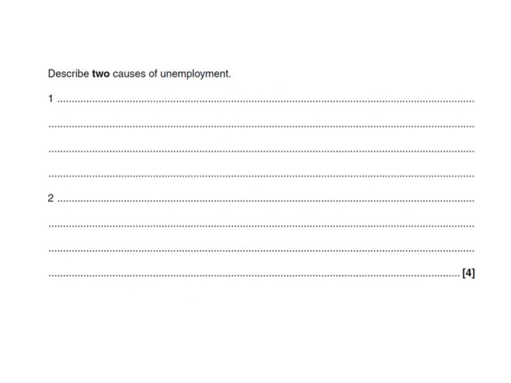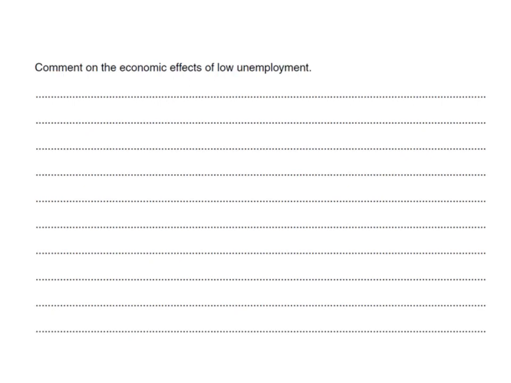Past paper question here. So causes of unemployment, 4 marks. So we could say structural, and we'd explain what that means. And then we could say cyclical, and again, explain what that means. So very important to know your definitions. And then a bit of a trick question here. Comment on the economic effects of low unemployment. So meaning high employment. So it's a comment on question. So we've got to talk about the benefits of low unemployment.